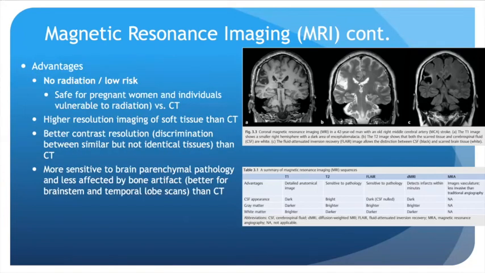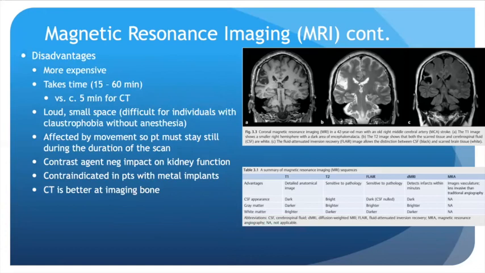An advantage of MRI is that there's no radiation risk, so it's safe for pregnant women and individuals vulnerable to radiation, unlike CT. There is higher resolution imaging of soft tissue versus CT. There's better contrast resolution, that is, discrimination between similar but not identical tissues, versus CT. And it's more sensitive to brain parenchymal pathology and is less affected by bone artifact than CT.